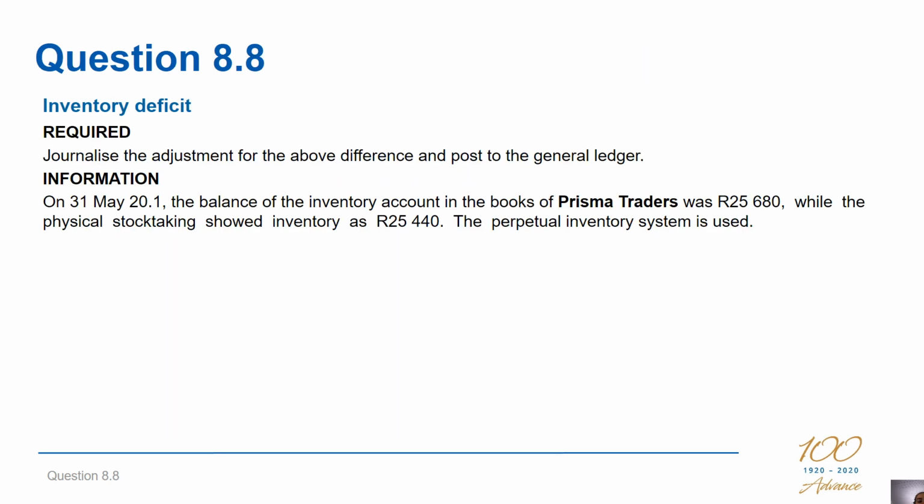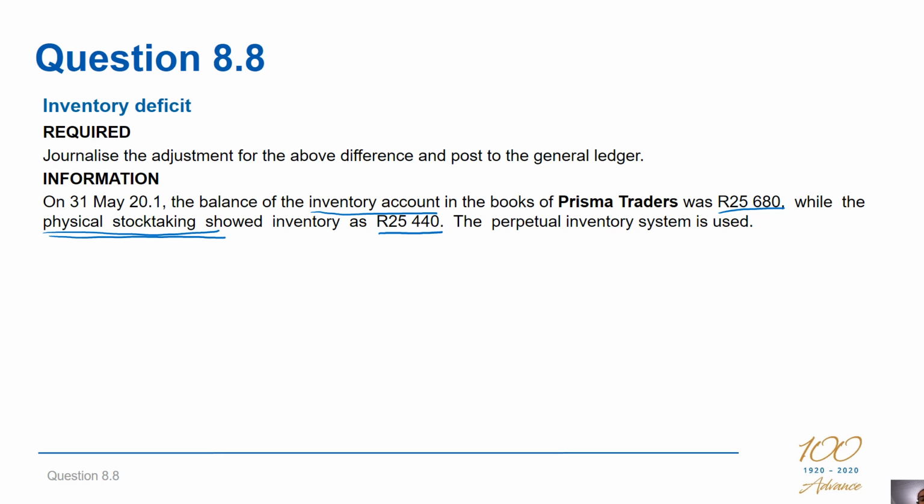Question 8.8 requires a journal entry and then also posting to the general ledger. So I will just be dealing with the general ledger for explanation purposes, and then I'll show you the general journal after that. On the 31st of May 20.1, the balance of the inventory account in the books of Prisma Traders was 25,680, while a physical stock taking, so this we saw with our eyes, showed 25,440. The perpetual inventory system is used.